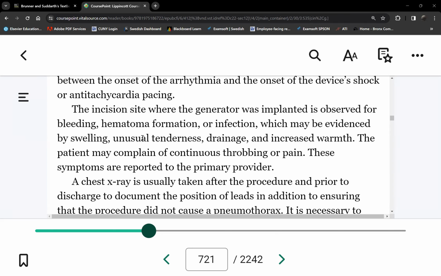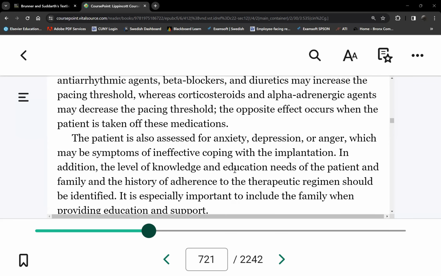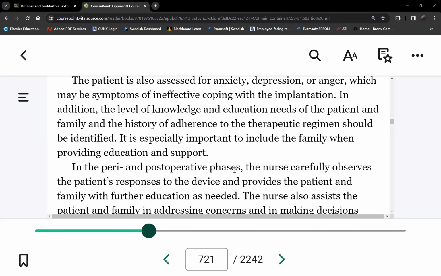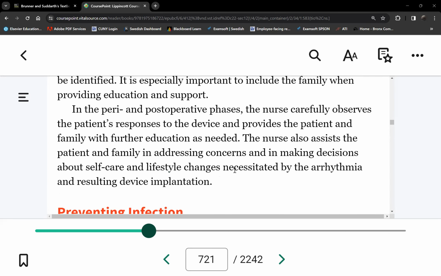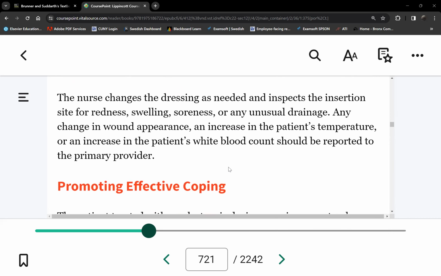Incision site. Swelling, unusual tenderness, drainage. Okay, so those are signs, obviously, of an infection. So here's one. This obviously pertains to if the ICD or the pacemaker was just put in recently and the incision hasn't fully healed yet. So you inspect the incision site for the following.